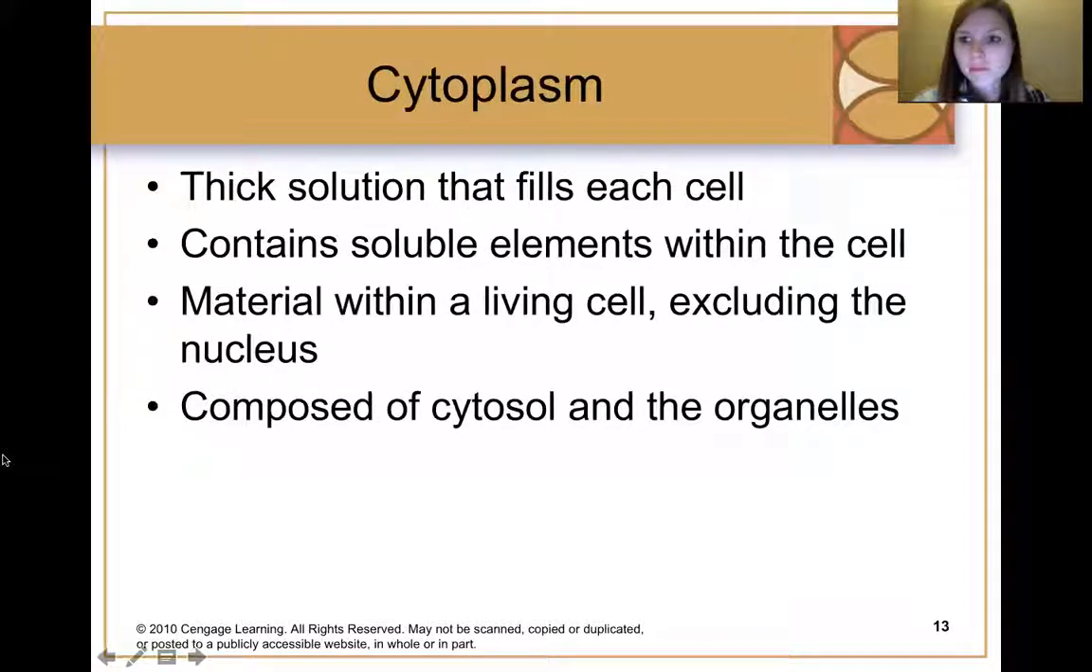So then the cytoplasm is a pretty easy one. We've mentioned it a little bit on some of the other slides. So the cytoplasm is basically just a thick solution that fills each cell. And so it contains the soluble elements within the cell. So it pretty much contains all of the material within a living cell, excluding the nucleus. So it's composed of cytosol and then the organelles. So the organelles are all the different parts that we've talked about. So like the ER, the mitochondria, the lysosomes, the Golgi, things like that. So that all resides in the cytoplasm outside the nucleus.